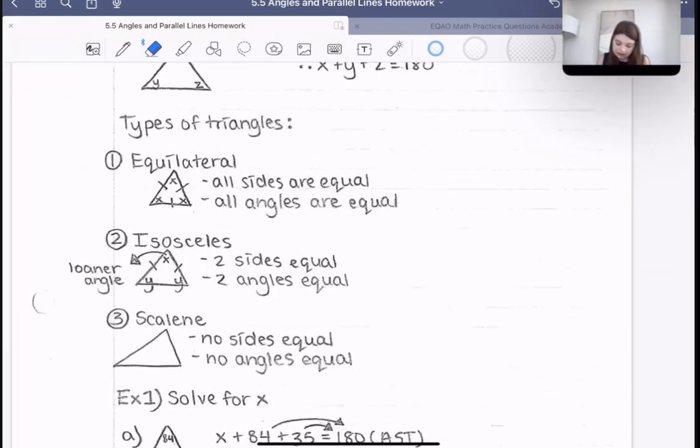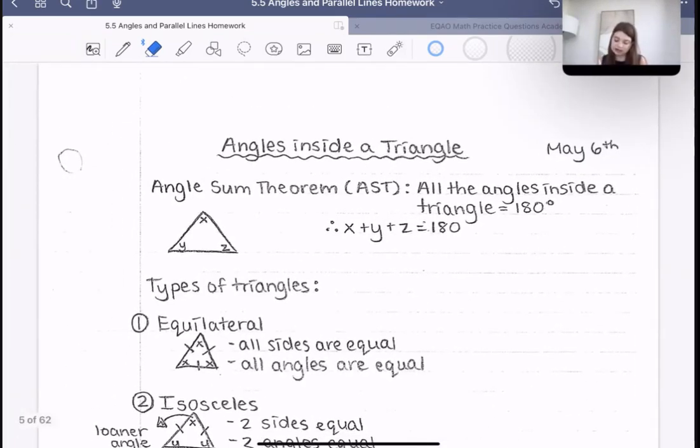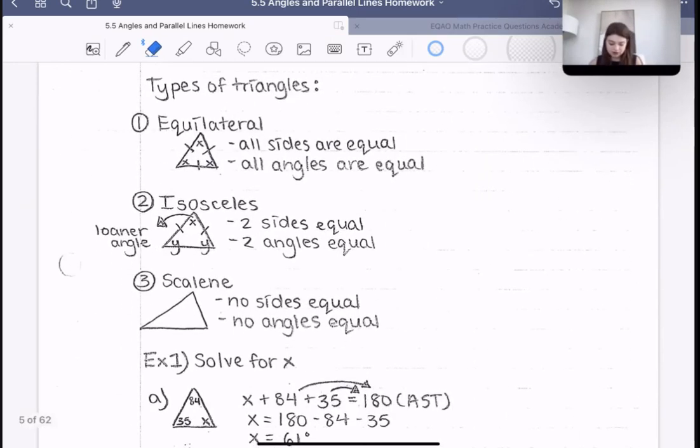Next, I want to briefly talk about angles inside a triangle. Whatever type of triangle we have, all the angles added together are always 180. So if we ever know any two angles in a triangle, we can easily find the third one because we know that all three angles added together are going to equal 180. Now, there are three types of triangles, and this angle sum theorem exists within all of them. Let's review the different types of triangles briefly too.